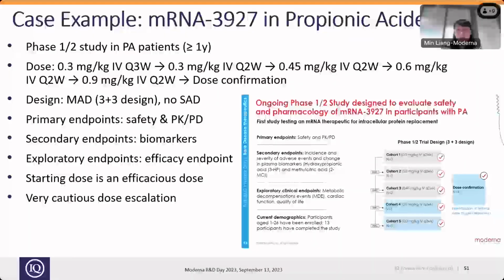Here is an overview of our ongoing mRNA-3927 phase 1/2 study, currently enrolling patients 1 year and older. So far, doses up to 0.9 milligram per kilogram once every 2 weeks with a traditional 3+3 design. Our primary endpoints are safety and PK/PD. Our first-in-human dose is an efficacious dose with very cautious dose escalation. The first 2 participants have to be at least 8 years old. And so far, there's no major safety concern up to 0.9 milligram per kilogram.